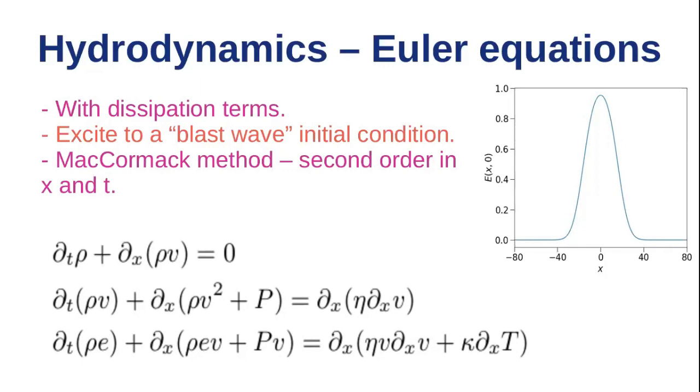P is the pressure of the system, and it is an ideal gas. We have considered the alternate mass system as an ideal gas system. So P equals rho T by mu, where mu is the reduced mass and T is the temperature of the system.